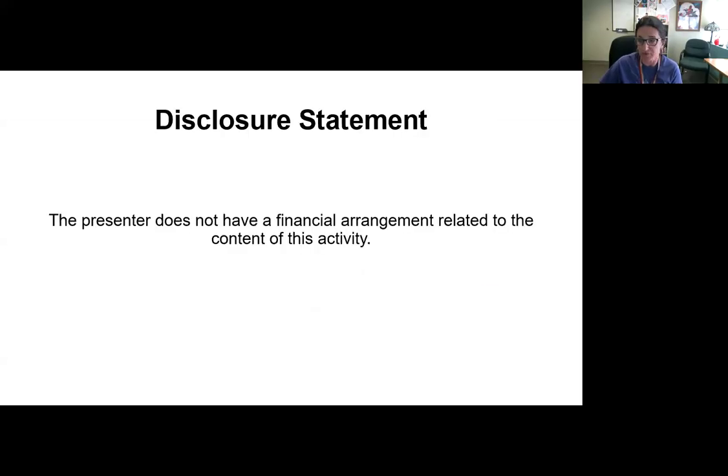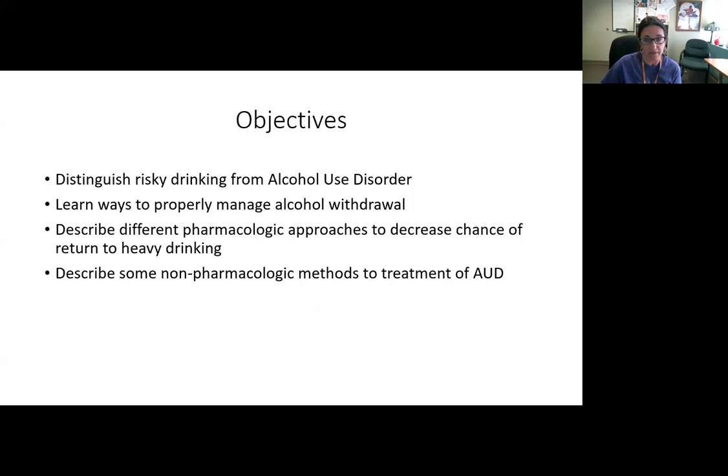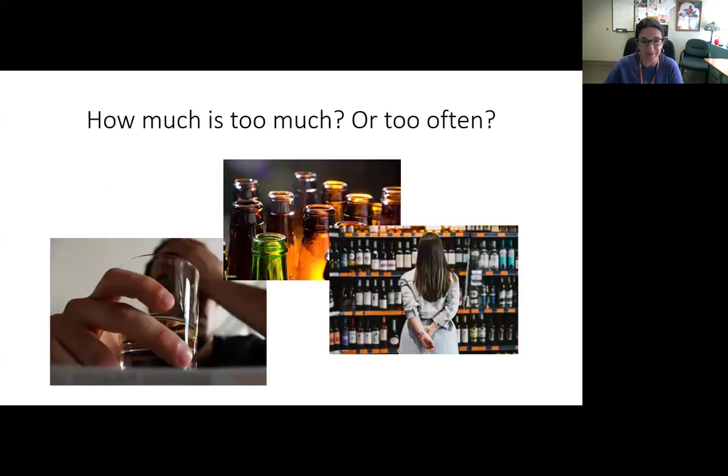Okay, so no disclosures. The objectives are to distinguish risky drinking from alcohol use disorder, learn ways to manage alcohol withdrawal, describe some different pharmacologic approaches to decrease the chance of a return to heavy drinking, and briefly, not to minimize it, describe some non-pharmacologic methods for treatment.